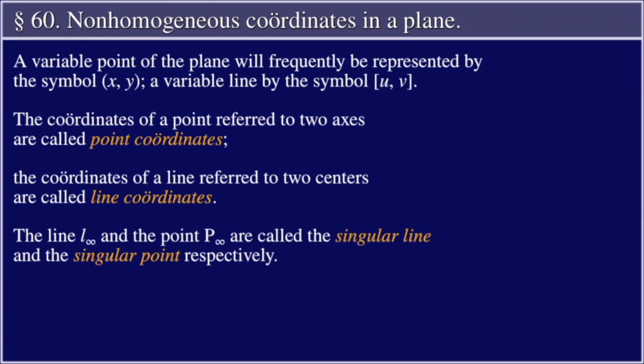A variable point of the line will frequently be represented by the symbol (x, y), a variable line by the symbol [u, v]. The coordinates of a point referred to two axes are called point coordinates. The coordinates of a line referred to two centers are called line coordinates. The line L infinity and the point P infinity are called the singular line and the singular point, respectively.